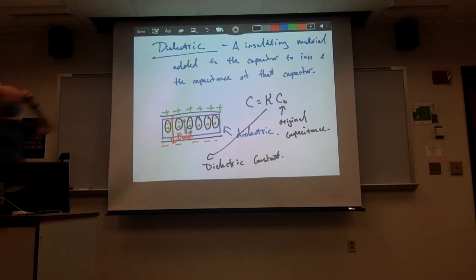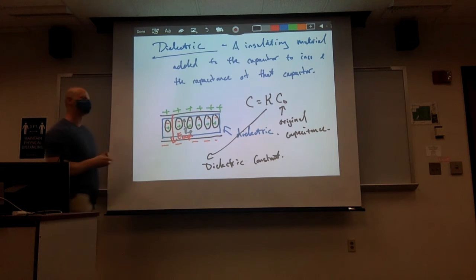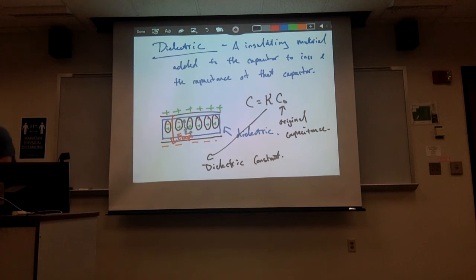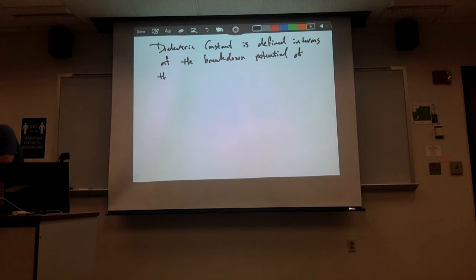So what then is the dielectric constant? Well, the dielectric constant is in reference to what's known as the breakdown potential. So the dielectric constant is defined in terms of the breakdown potential of the insulator.